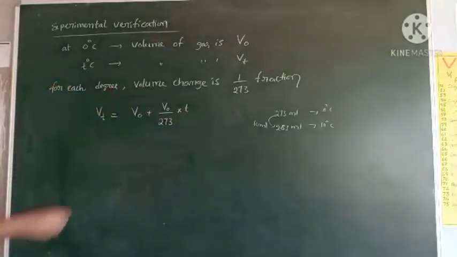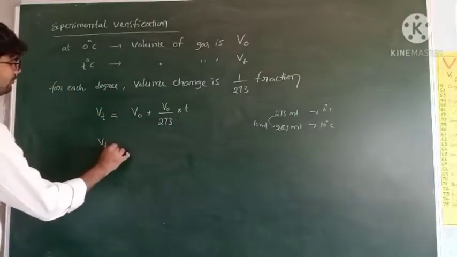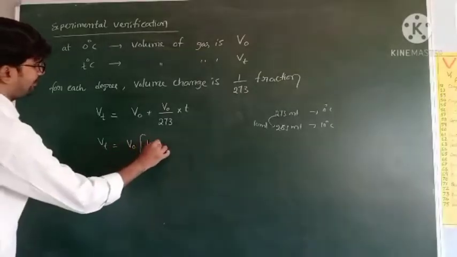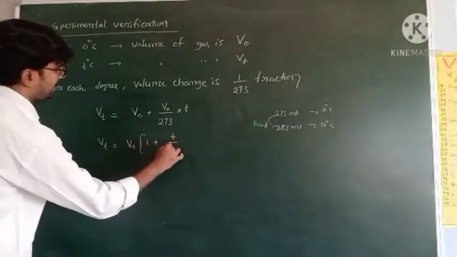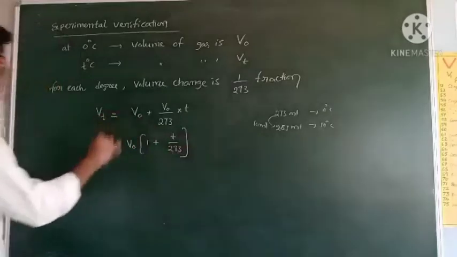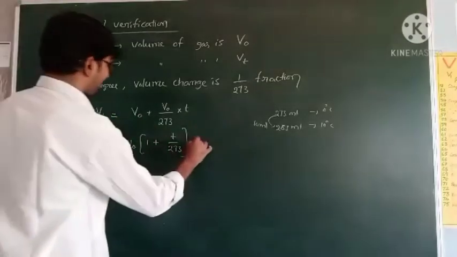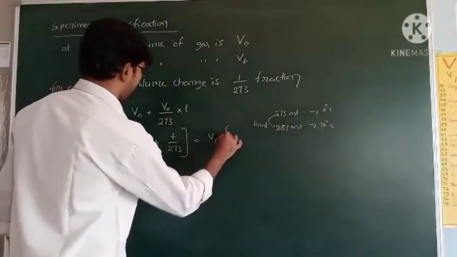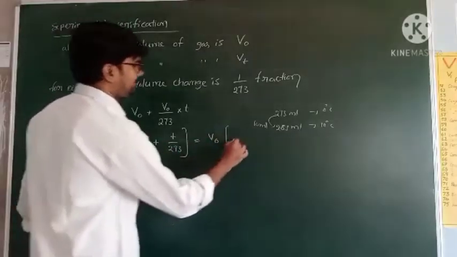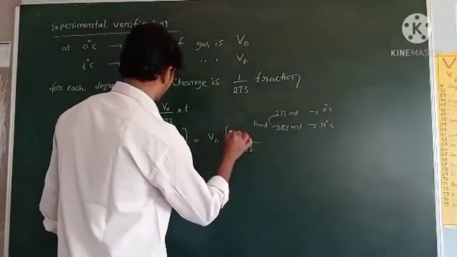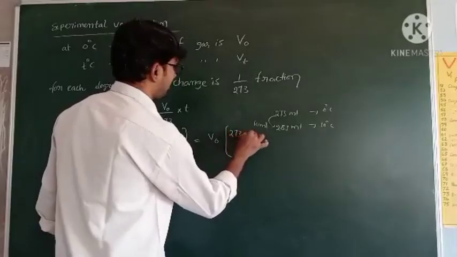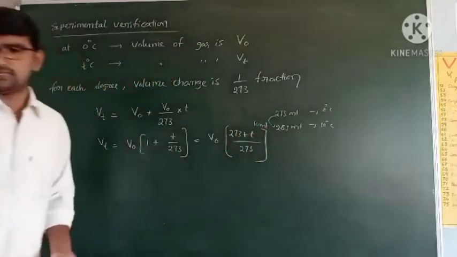Okay sir, so take Vt is equal to V naught common, V naught into 1 plus T by 273. This is equal to V naught into, 273 LCM, 273 plus T by 273. Okay, right.